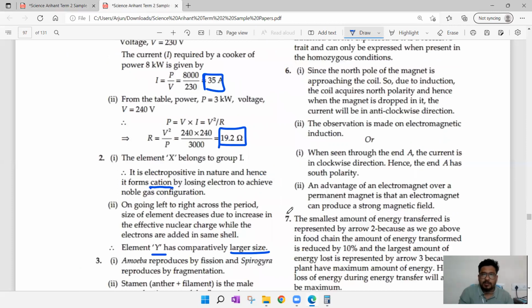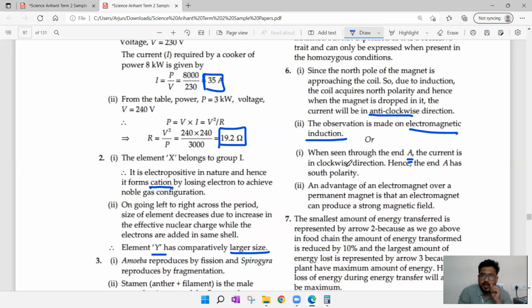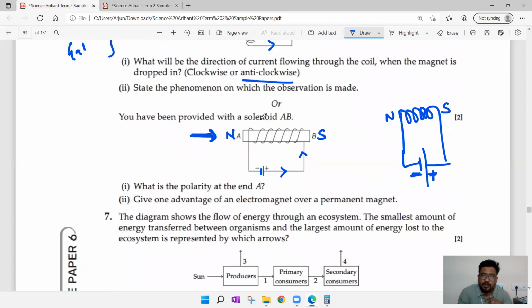And if you see the answer here, something wrong is given. The first answer is anti-clockwise direction, and the observation made is electromagnetic induction, EMI. And when we see through end A, the current is in clockwise direction, hence end A has south polarity. They are talking like, if you are observing like this, what is the polarity at end A? If you are seeing like this, the magnetic field will be in circular shape, so they say the end has south polarity, but no need to get confused. You can follow this one. This is correct, but that one is wrong.